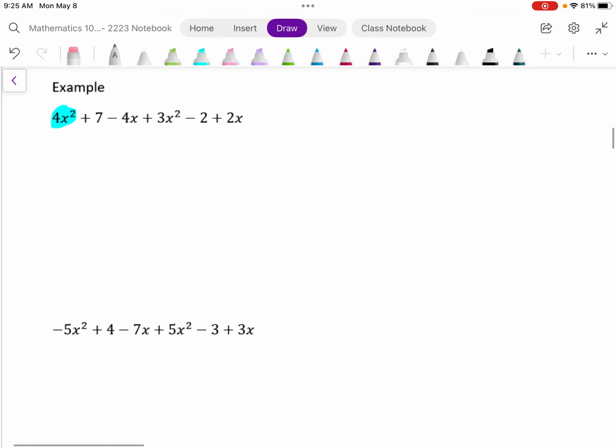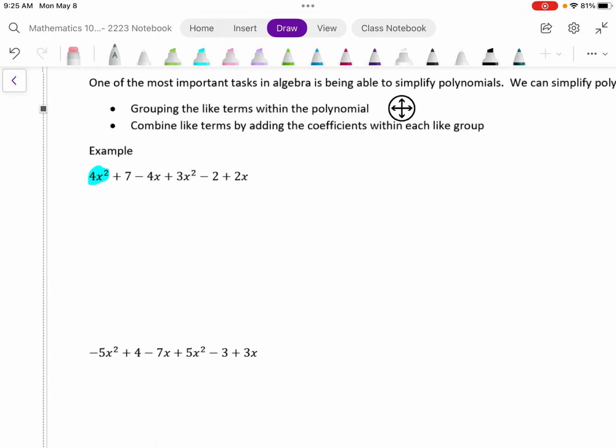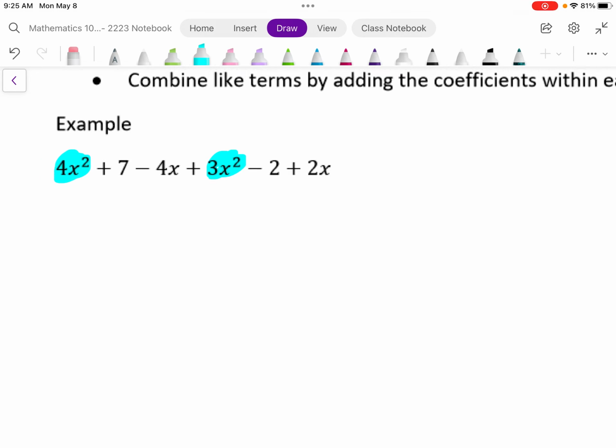Is there any other term that has the same exponent, the same degree? Sure, that's 3x squared. Next, 7. Is there any other term that is a constant? Sure, that's negative 2. Now we forgot to do one thing with the blue, there are no other terms like these.